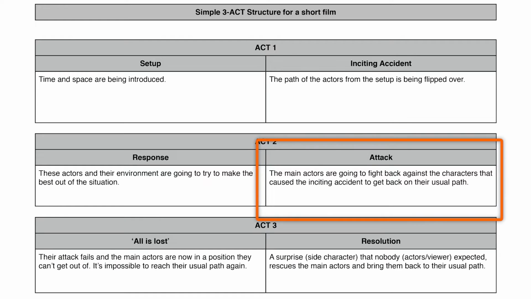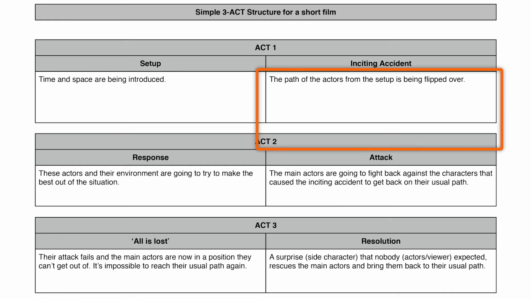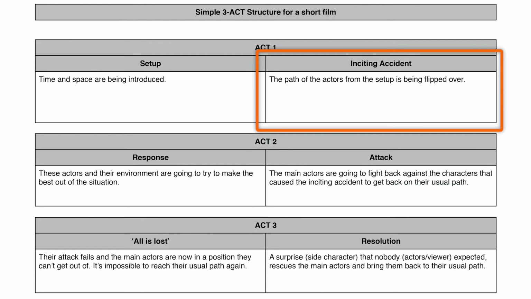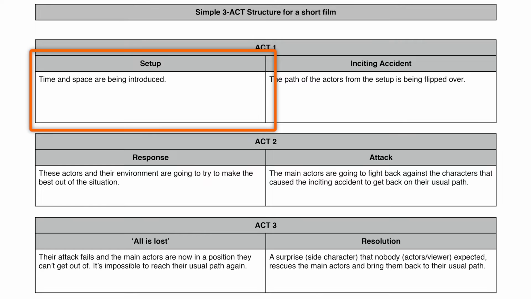Now after some time, and now we're coming to the 4th step right here, is the attack. That means that the main actors are realizing that they can't stay there forever. And in my scheme I have written down that the main actors are going to fight back against the characters that caused the inciting accident to get back to their usual path. So what are they going to do? They are going to attack the aliens, to get back to their usual path, which was the setup. So in this case, they're just coming out of their shelter and they're going to try to attack and win from the aliens to have their planet Earth back.